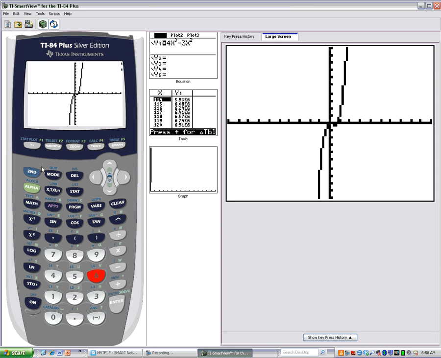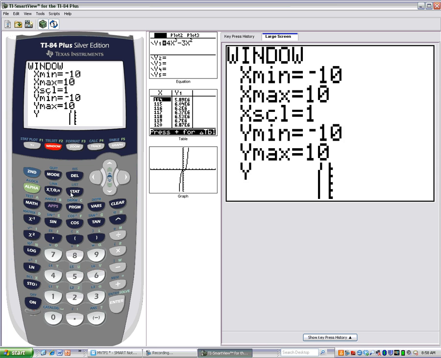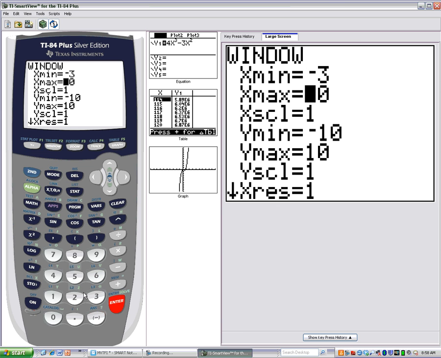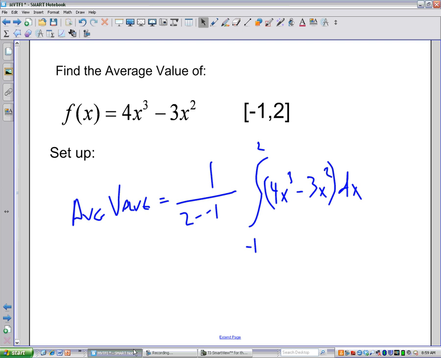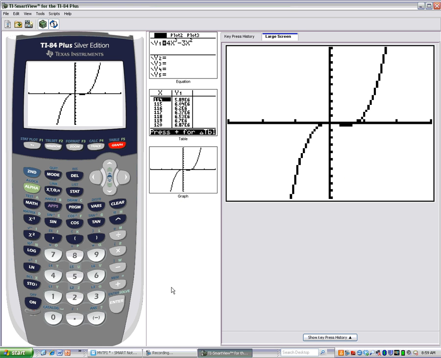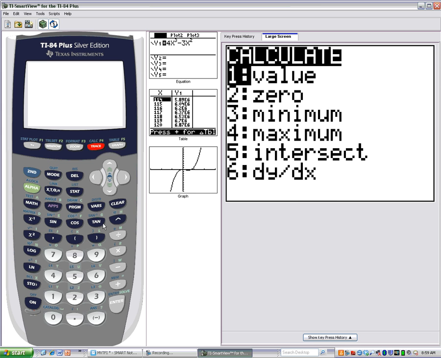Probably could make the window a little bit less wide, so let's make it negative 3 to 3. Let's see what that does for me. Oh, that's a little better. So my interval here is from negative 1 to 2. You probably remember from pre-calc that you can use the calculator to do some of these integrals. Well, you still can, but now that we actually know what we're doing, we're not just pushing buttons.